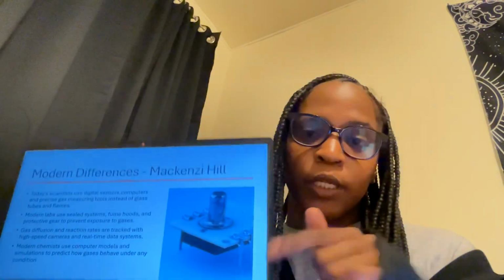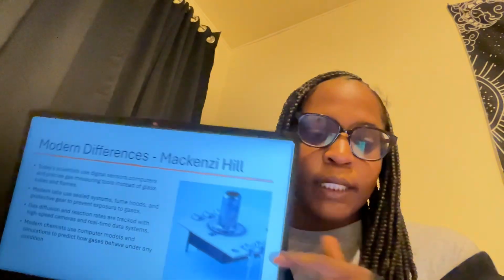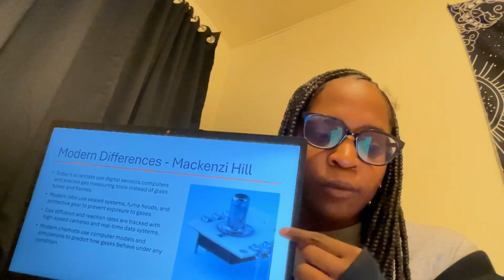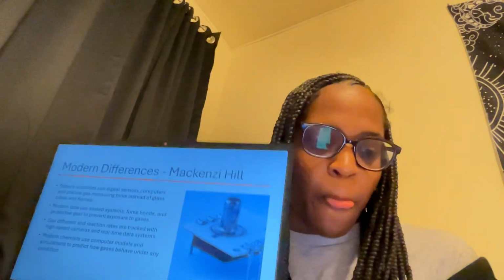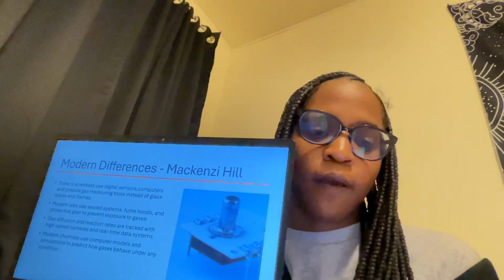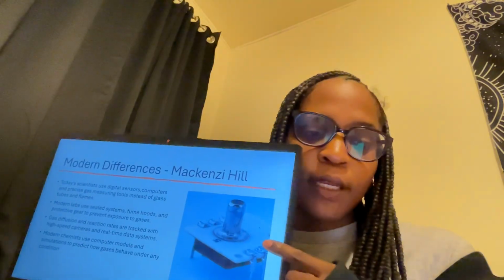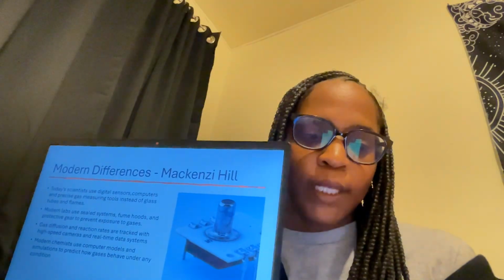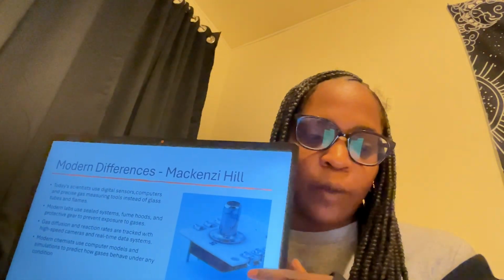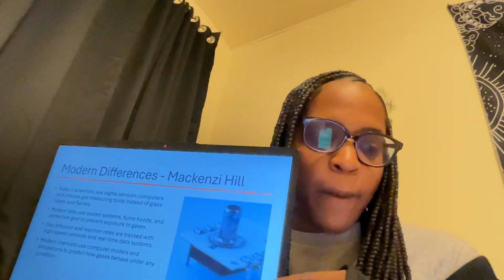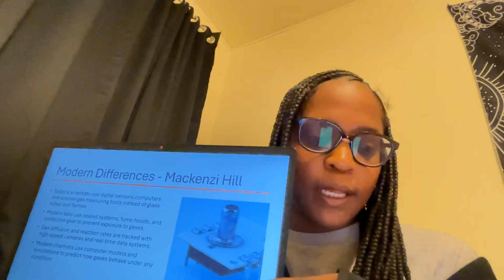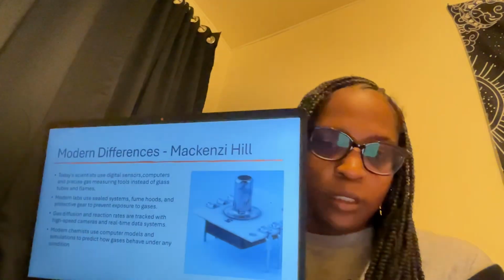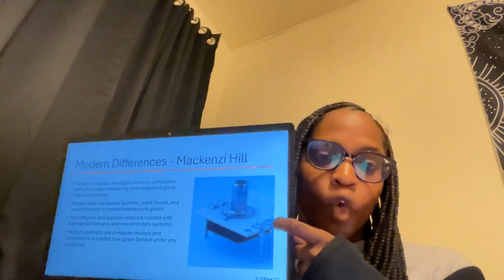Then we're going to move on to modern differences. Okay. Scientists today use digital sensors, computers, and precise gas measuring tools instead of glass tubes and flames. Modern labs use sealed systems, fume hoods, and protective gear to prevent exposure to gases. Gas diffusion and reaction rates are tracked with high-speed cameras and real-time data systems. Modern chemists use computer models and simulations to predict how gases behave under any conditions. So now we have a digital sensor.